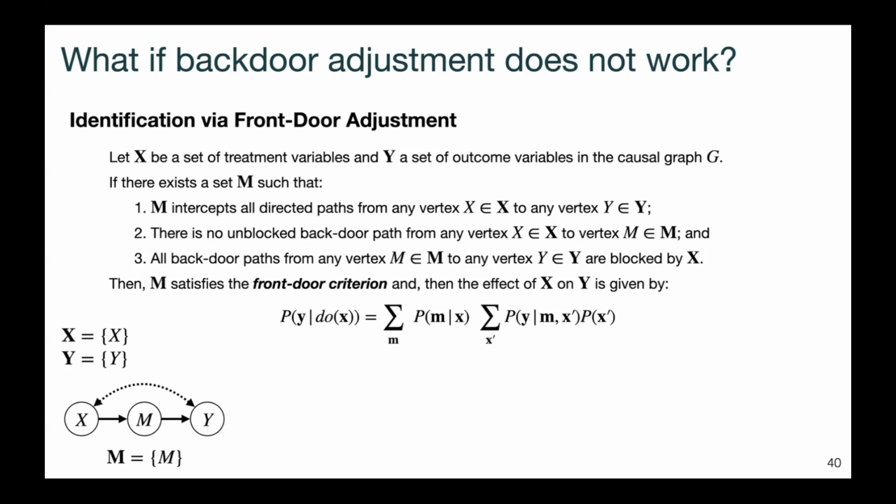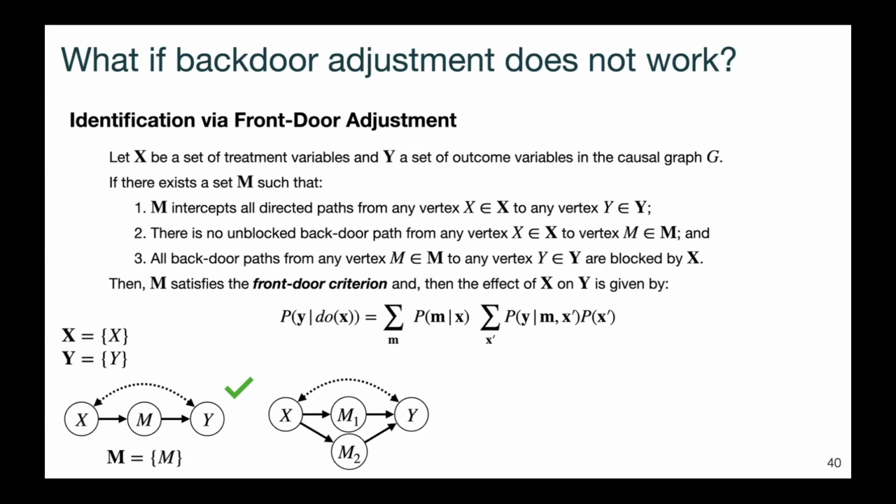So in this example, it's simple, right? It's just the variable M blocks all these directed paths. What about this one? What do you think is the set M? First, is there a set M that satisfies this front door adjustment? You need to block all the directed paths. This is the first requirement.